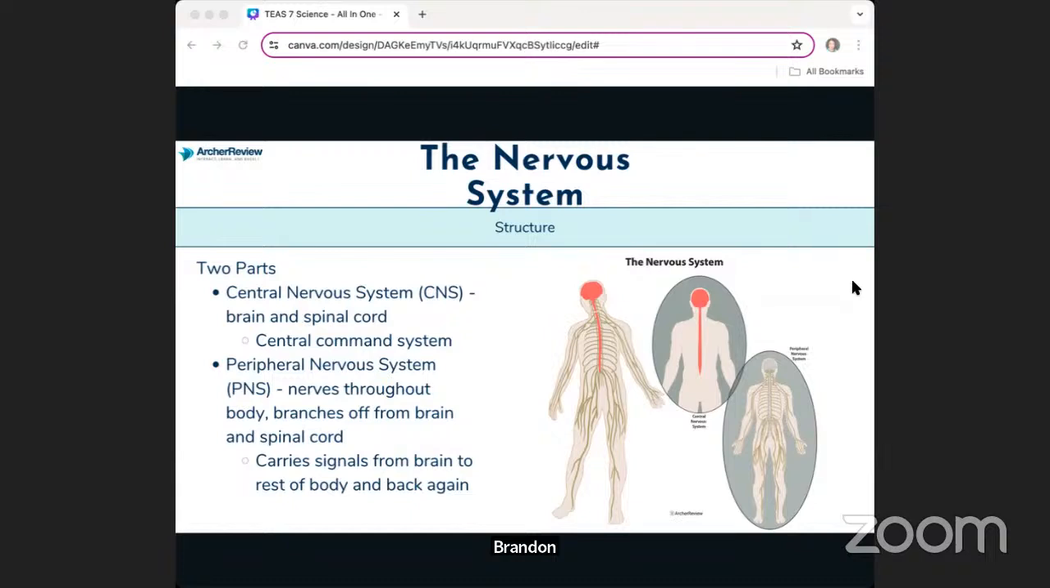Then the peripheral nervous system are all of those nerves that branch throughout the body, branching off of the brain and the spinal cord. And once that central command system has received the signal, it knows the information, it sends what your body needs to do through the nerves out to the rest of the parts of the body so that your body can carry out the overall function it needs to in order to respond to the proper signals.